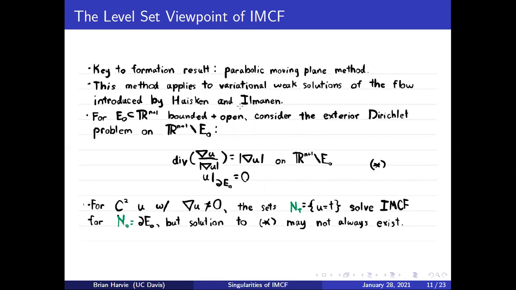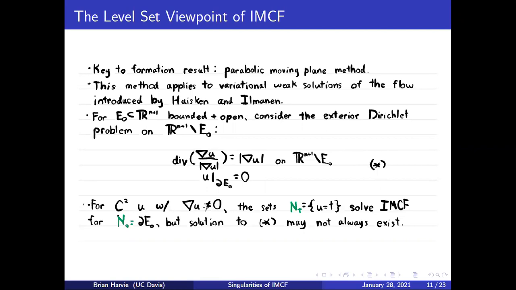To introduce their notion of weak solution, let's first say that you have a bounded open domain in R^(n+1), and you'd like to solve the following exterior Dirichlet problem. You'd like a scalar function u that satisfies the following PDE: div of ∇u over norm ∇u equals norm ∇u on the region exterior to E_0, and that u restricted to the boundary of E_0 is equal to 0. We'll call this star.